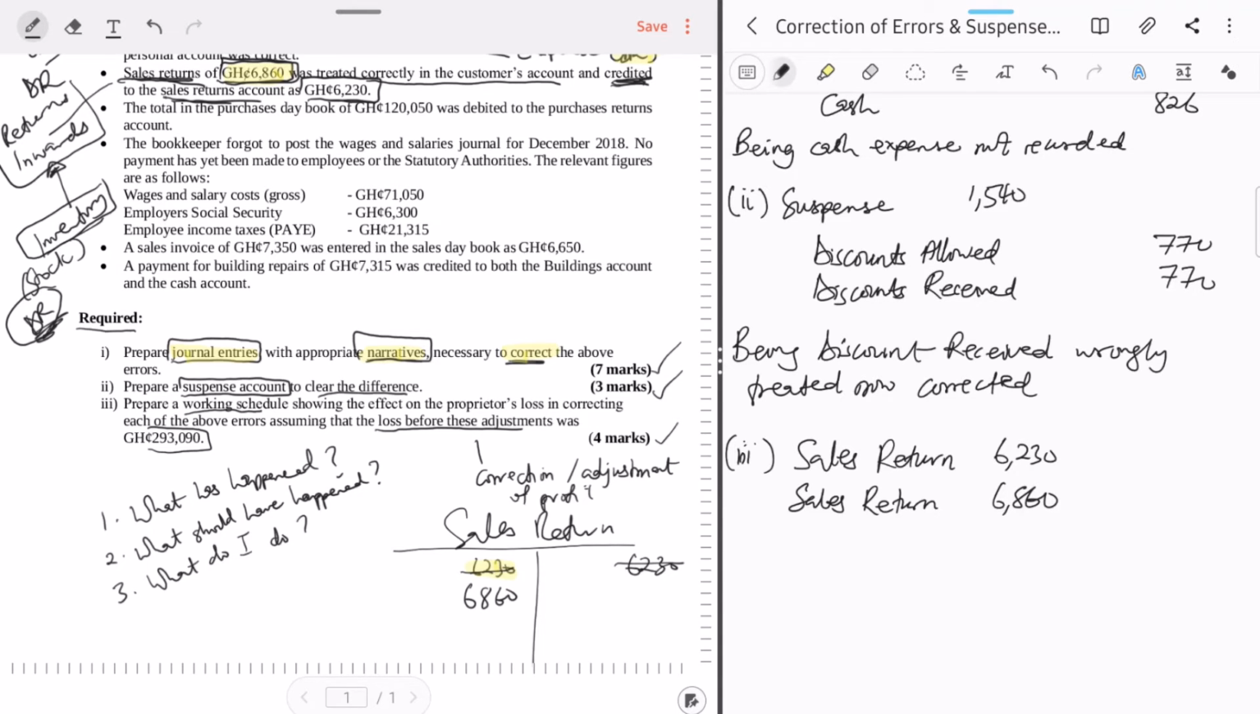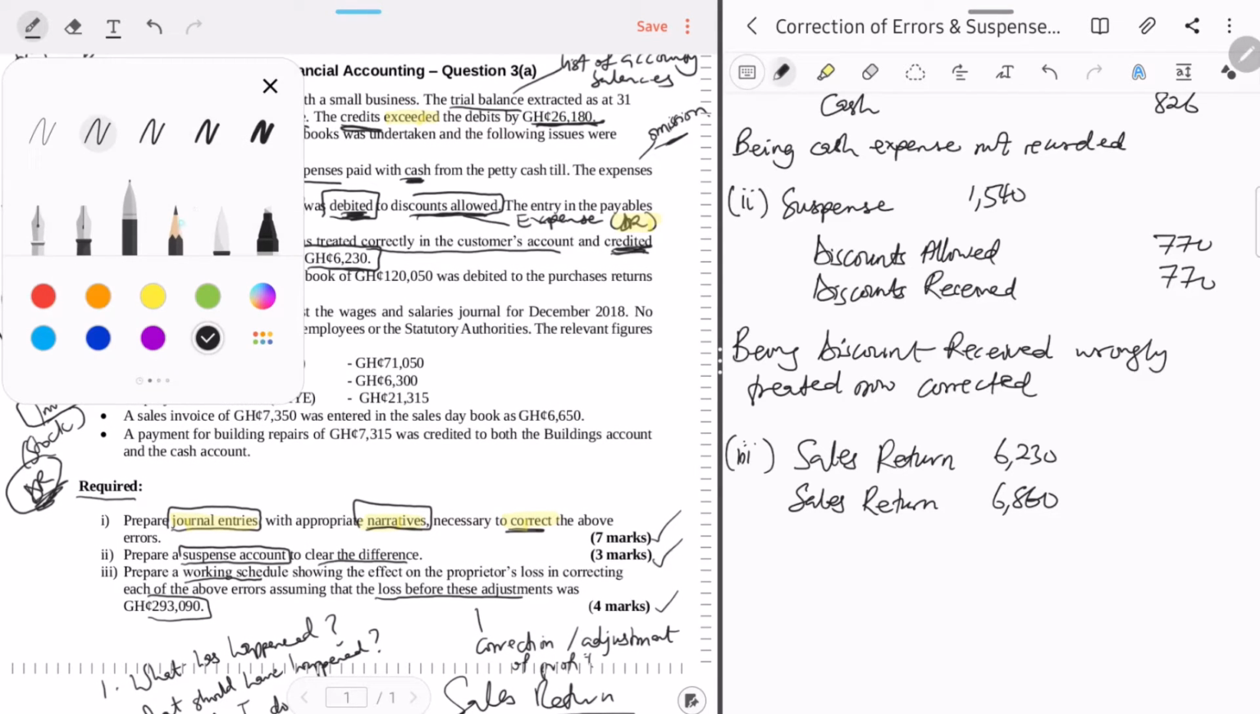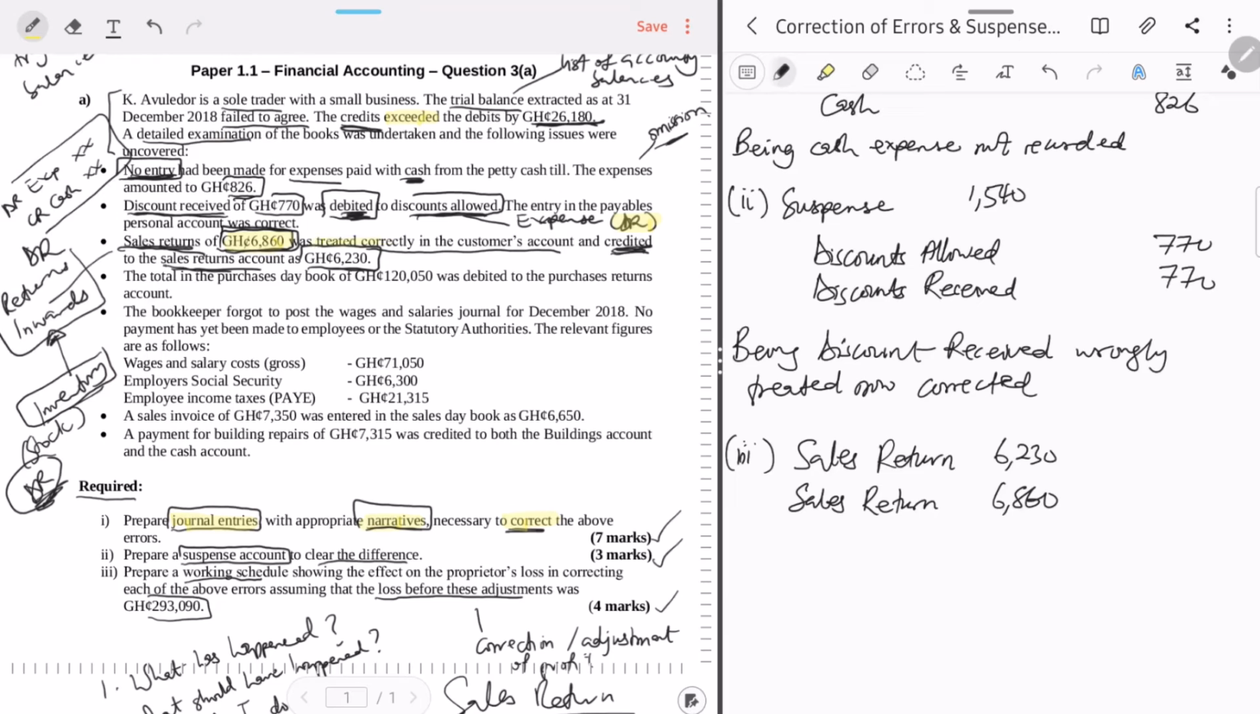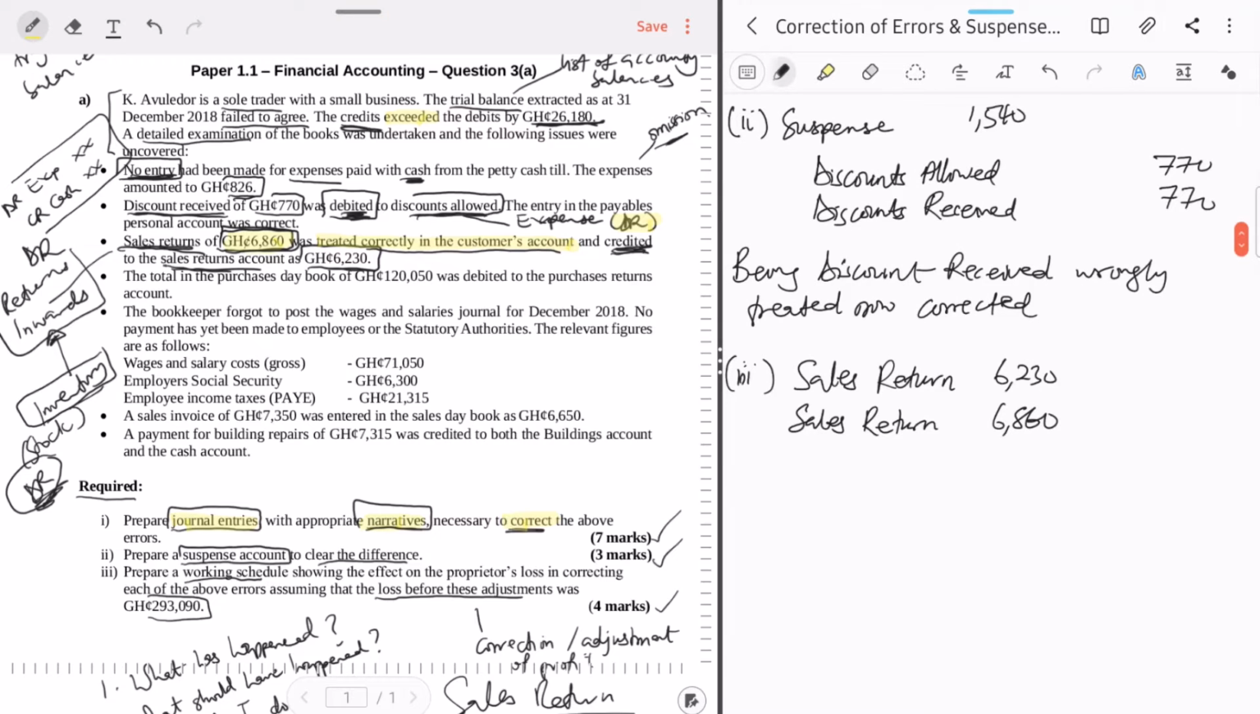What goes to credit? If you look at the question, they said it was treated correctly in the customer's account. So it means on the customer side, there's no mistake. What that means for us is that we are still looking for our credits. We don't know what should go to credit. We are in suspense. We are not sure.